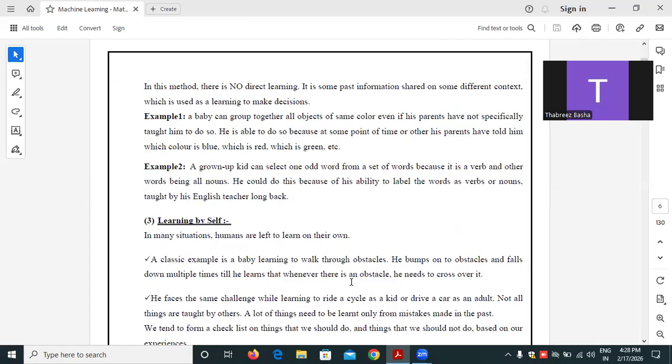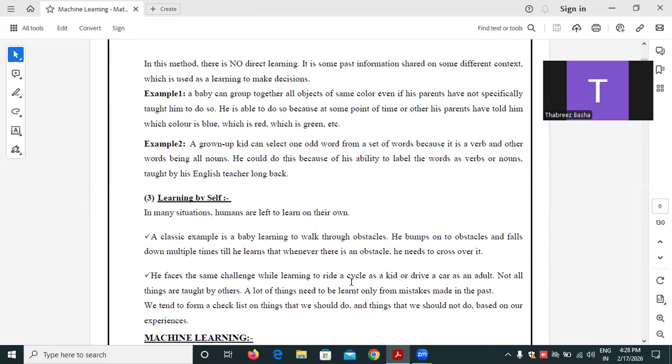not all things are taught by others. A lot of things need to be learned only from mistakes made in the past. We tend to form a checklist of things that we should do and things that we should not do based on our experiences. So in this example, some kids or some persons do not take suggestions or guidance from other persons. So the thinking or own decision is learned by self-experience.